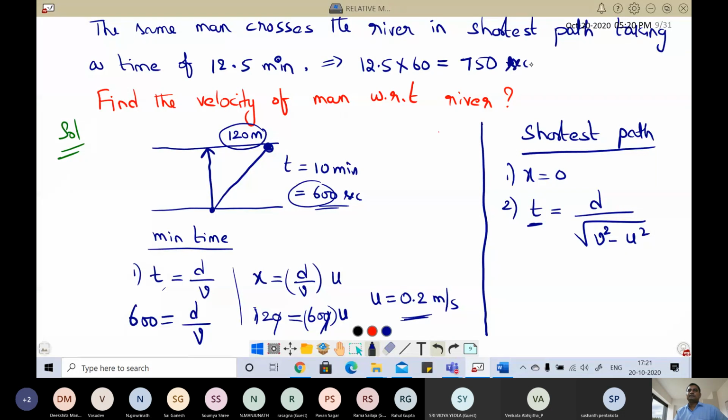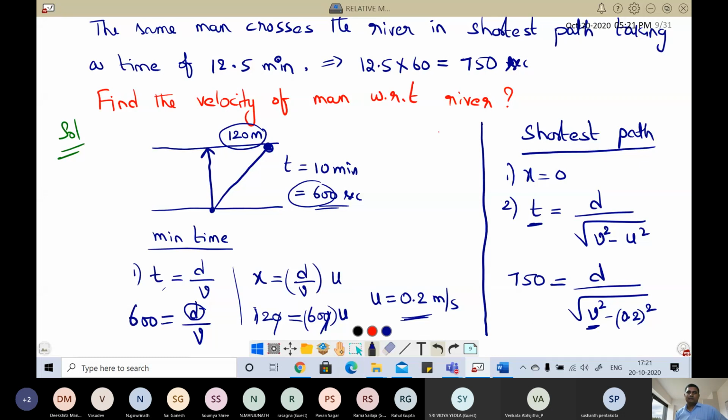750 seconds. So 750 is equal to d divided by under root of velocity of man with respect to river, that is v square minus u, just now we got 0.2, whole square. Finally we have to find this one. Now the only unknown is what? D. Now D in terms of V we have here: D equal to 600 V.